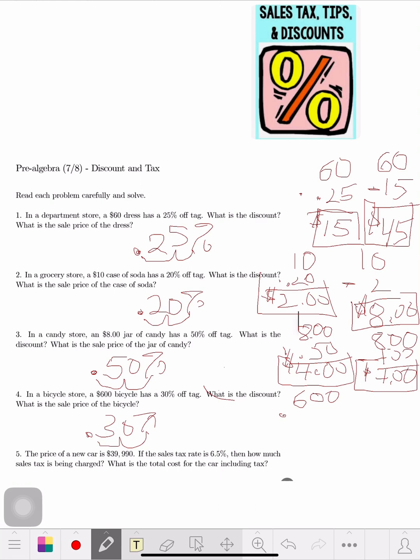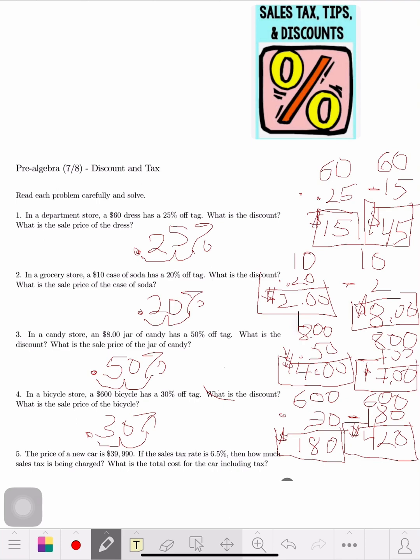600 times 0.30 equals $180. Wow, you save a lot on this bike. Square that off so the teacher knows my answer is 180. Now we got the 600, and just like the other ones, we minus 180 from this. We come down to $420, which is what you're going to pay for this bike. Put a dollar sign, square this off so the teacher knows my answer is 420. And that's all there was to that.